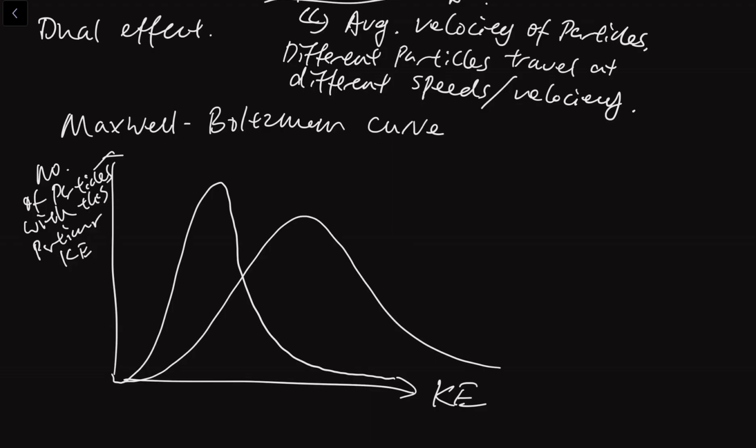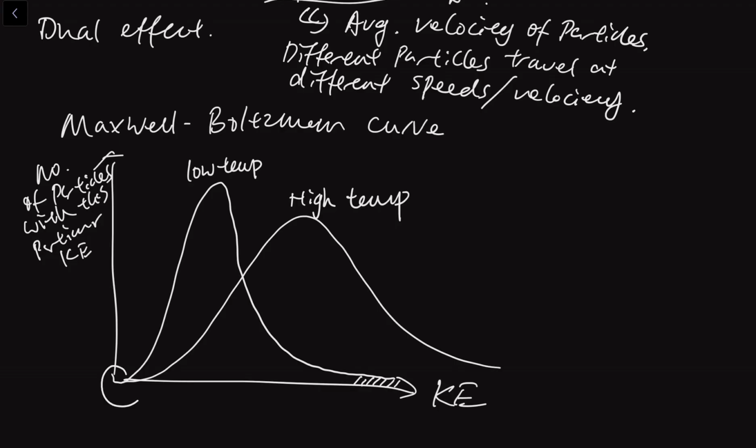So this one has low temperature. This one has high temperature. As you can see, even for a system with very low temperature, there are still some particles with very high kinetic energy, or traveling at a very fast speed.